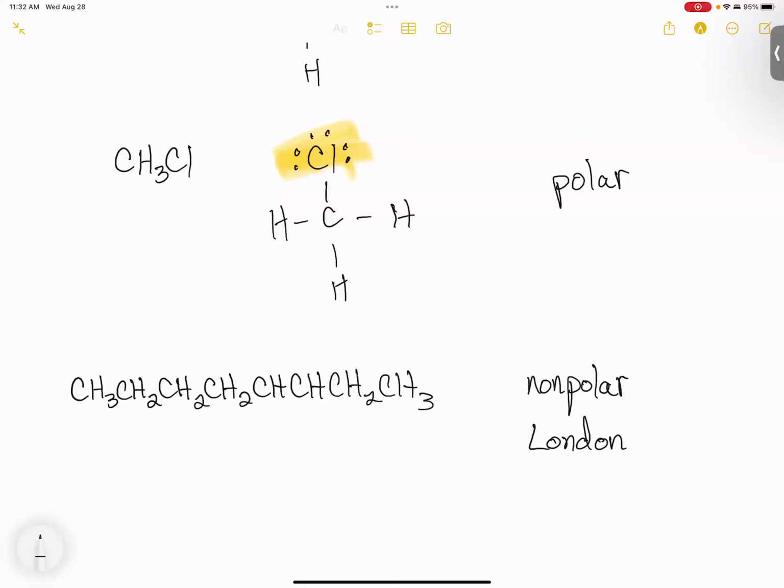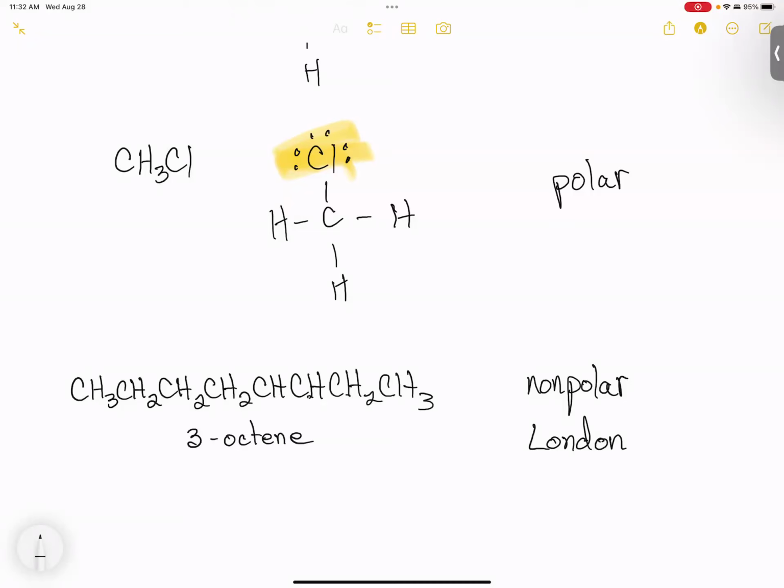And so it's going to have nothing but London dispersion. And if you want to know what this compound is, it's 3-octene. You'll learn that when you get to organic chemistry.